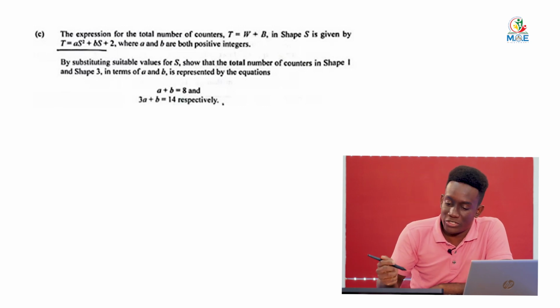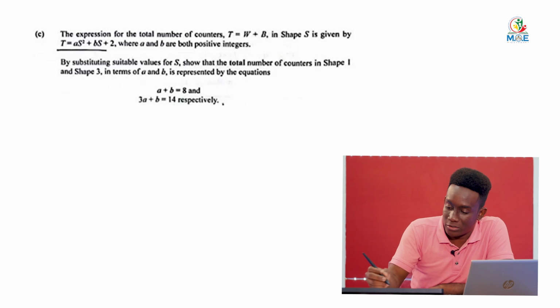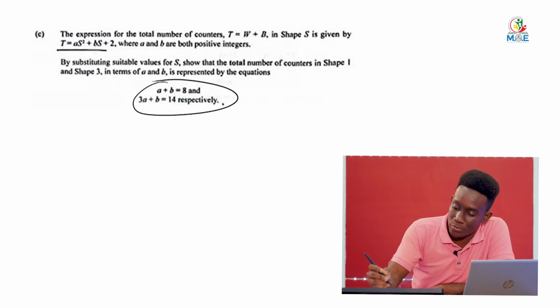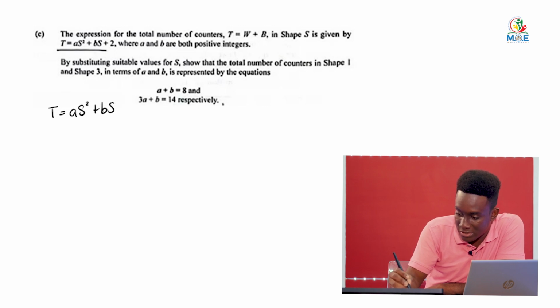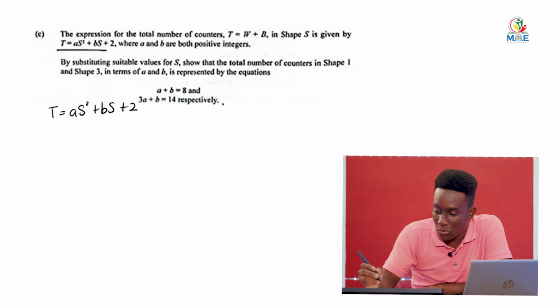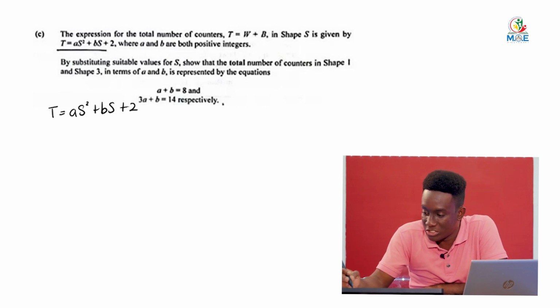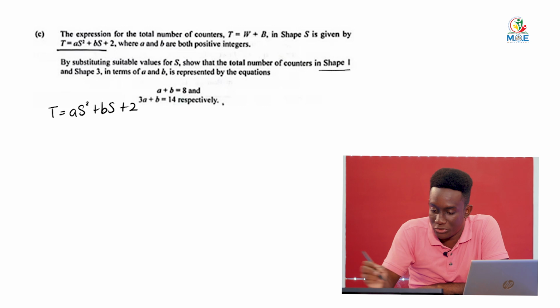So we see the formula that we're interested in. The formula they give us is t is equal to as squared plus bs plus 2. And they want us to show that the total number of contours in shape 1 and shape 3 is equal to these two respectively. So let's deal with shape 1.